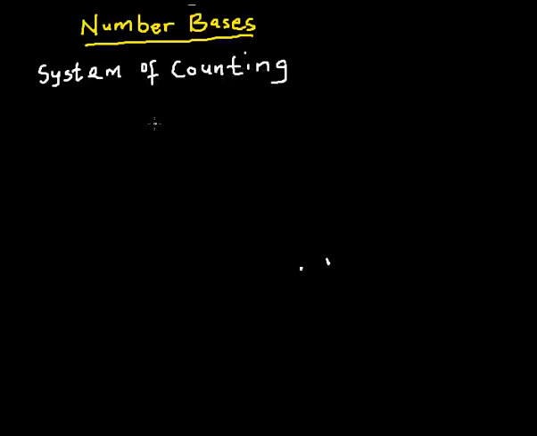A number base is a system of counting where digits are used to represent a number. The digits that are used to represent a number in the binary system of counting are not the same digits that are used to represent that same number in the decimal system of counting. For example, let's look at examples of number bases.